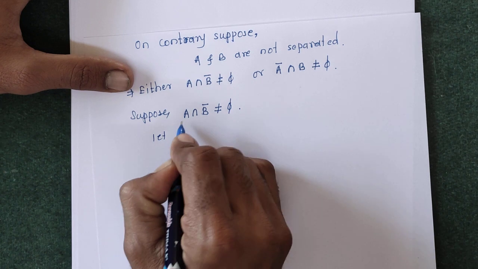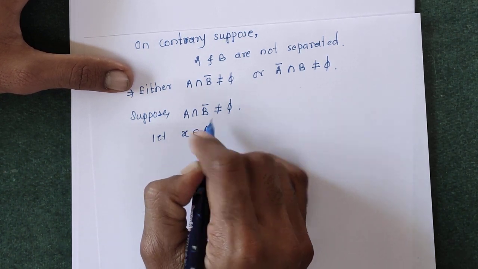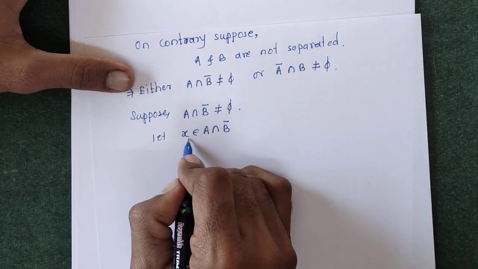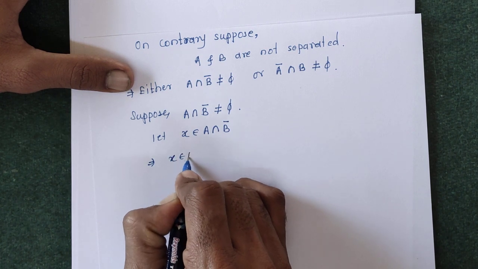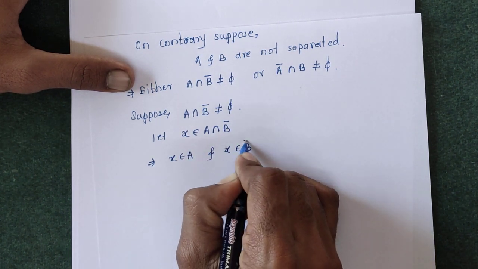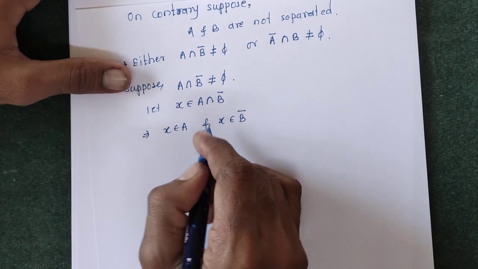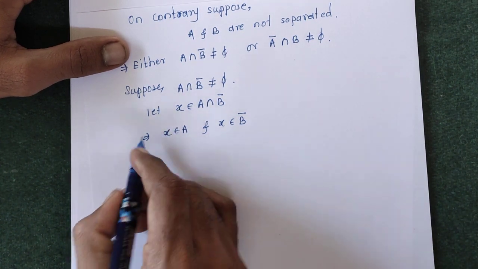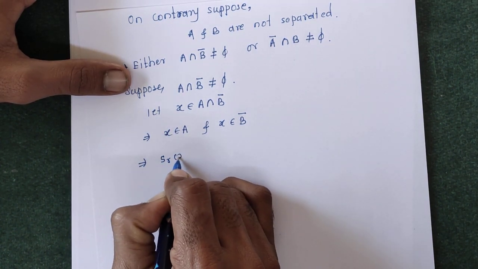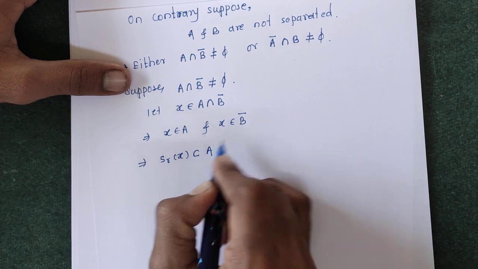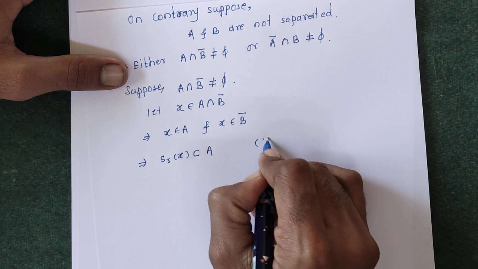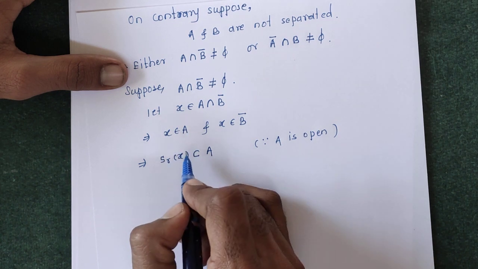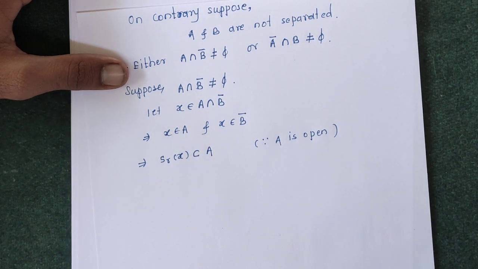Their intersection is non-empty means there exists some element, suppose x, such that x belongs to A intersection B closure. X belongs to A intersection B closure means x belongs to A and x belongs to B closure. Now x belongs to A and A is an open set. By supposition, A is an open set. Therefore there exists some radius r greater than 0 such that S_r of x lies inside A. Since A is open, by definition of open set, the open sphere centered at x lies inside A.